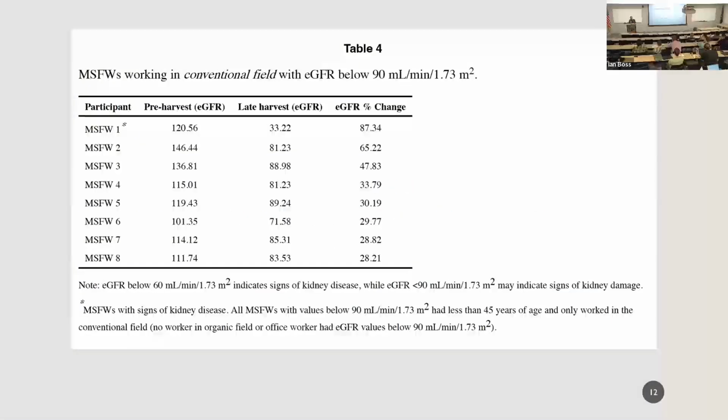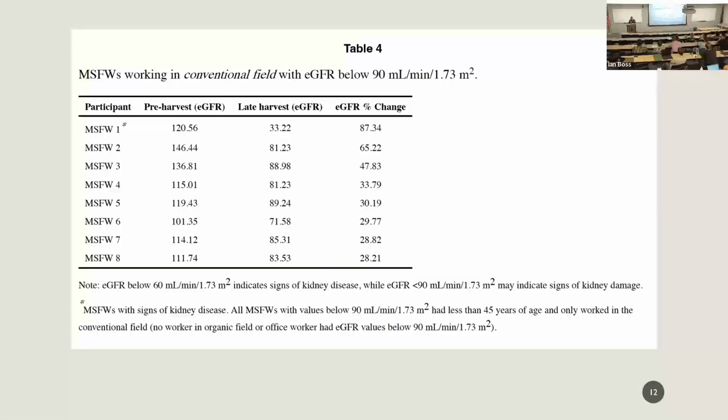They also noticed, and I should explain that too, for the field workers working in the conventional field, 8 workers who had GFRs less than 90. And they didn't see that in any of the other 2 groups. What's significant about this is a GFR less than 90 is actually at least stage 2 chronic kidney disease. So that's a little different from acute kidney disease, which can be temporary, whereas chronic kidney disease may take decades.